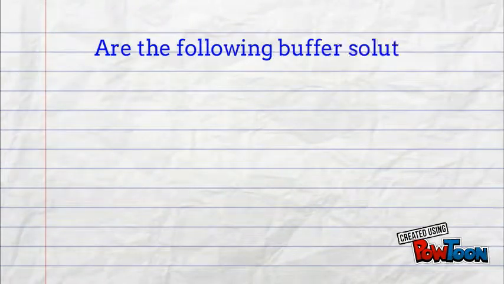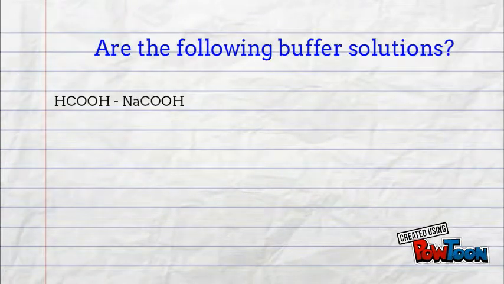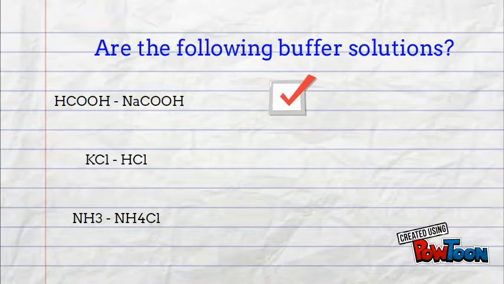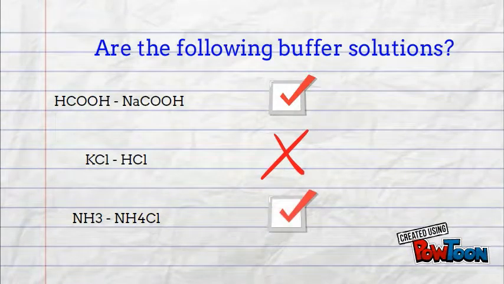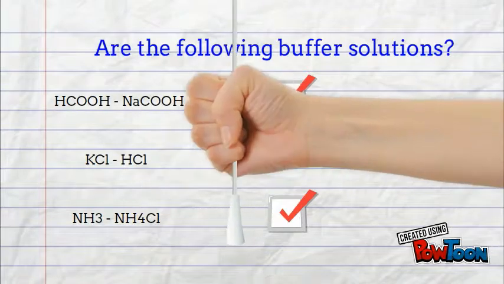Are the following buffer solutions? Formic acid and sodium formate is one because it has a weak acid and a conjugate base. Potassium chloride and hydrochloric acid is not because it has a strong acid. And ammonia and ammonium chloride is because it has a weak base and a conjugate acid.